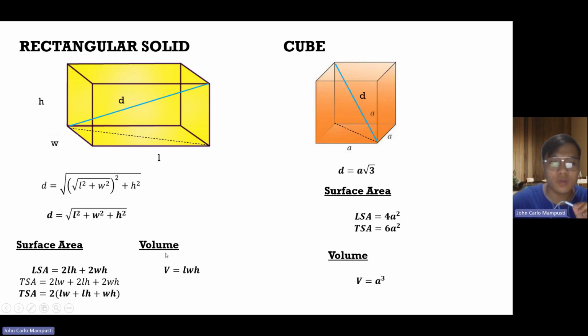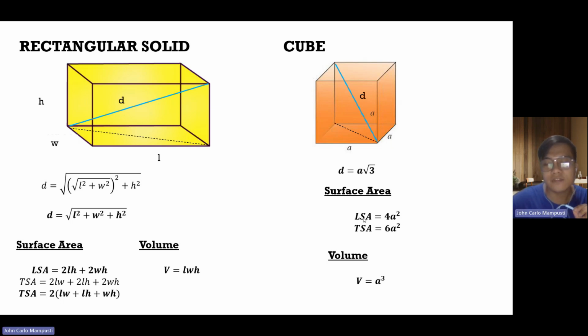The next one, we have volume. So volume, this is equal to length times width times height. Ganun lang kasimple, no? Next one, we have cube. So kanina, we have diagonal of rectangular solid. Here, we have diagonal ng cube. So, same process lang din. Kapag sinunod natin yung process na ginawa natin kanina kay rectangular solid, ang mangyayari, we have D equal to A square root of 3. Okay?